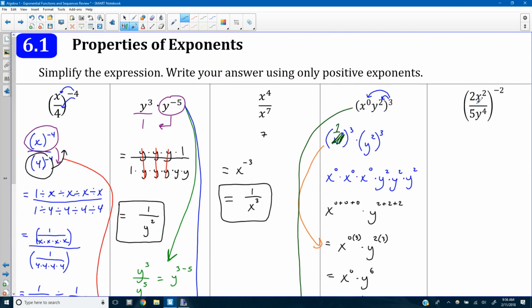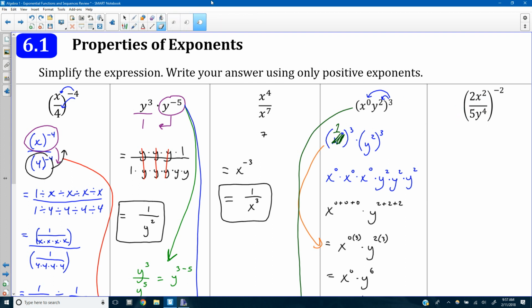2x squared divided by 5y to the 4th, all being raised to the negative 2nd power. Now, I just made mention, just like this problem here, if there's anything I can reduce or simplify inside the parentheses, I should do that first. Which means, if 2 divided by 5 could reduce, I would do that. It can't, but if this said 2 over 4, I would have reduced it to 1/2.